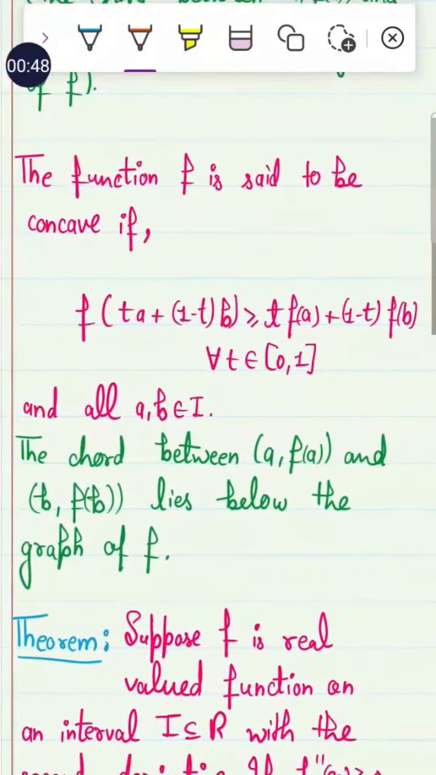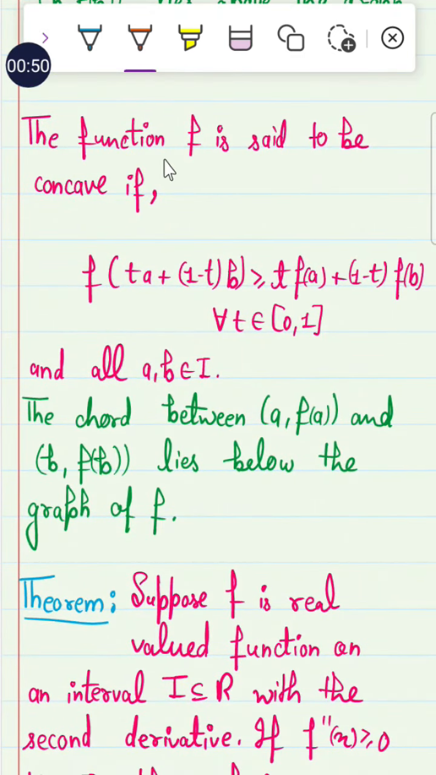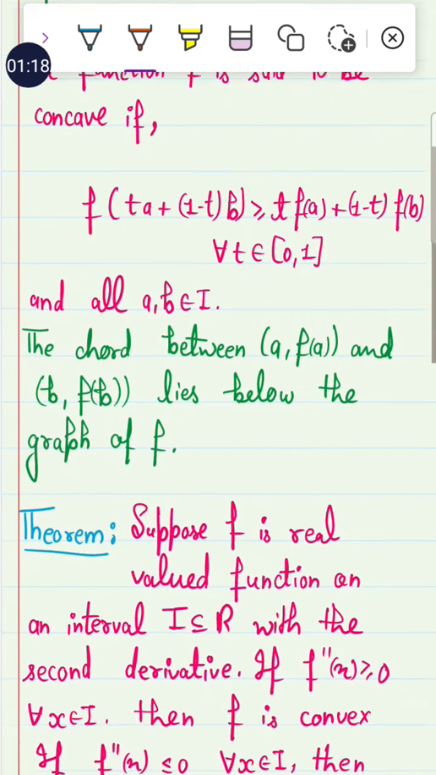When is the function said to be concave? A function is said to be concave if the function's value on the line segment is greater than or equal to t f of a plus 1 minus t f of b for all t in the closed interval 0, 1 and all a, b in I. That means the chord between the graph point A and the graph point B lies below the graph of f, right?